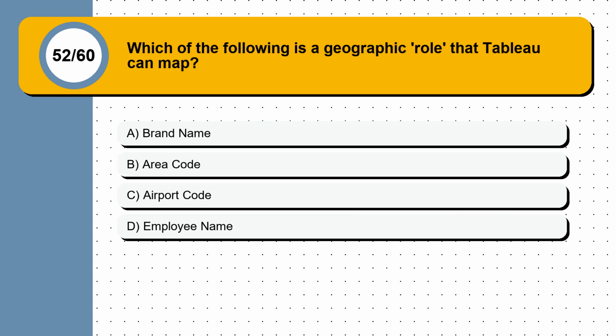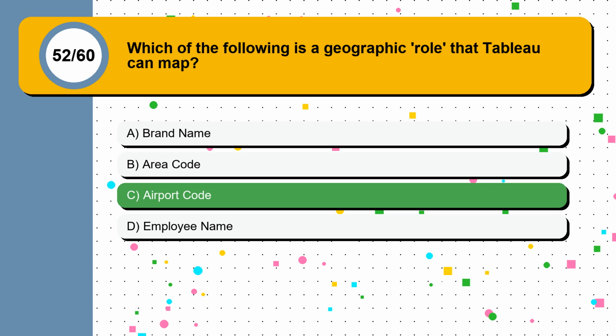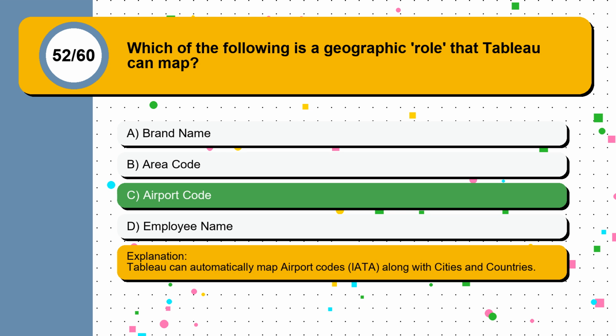Question 52. Which of the following is a geographic role that Tableau can map? Option A, brand name. Option B, area code. Option C, airport code. Option D, employee name. The correct answer is option C, airport code. Tableau can automatically map airport codes, IATA, along with cities and countries.